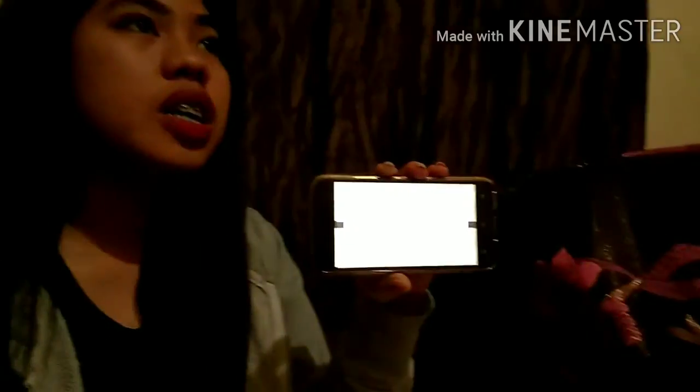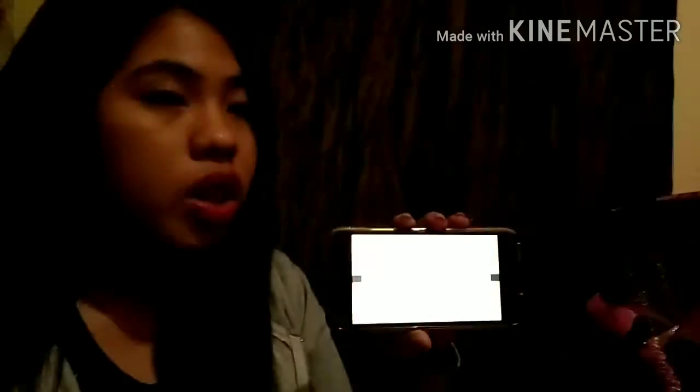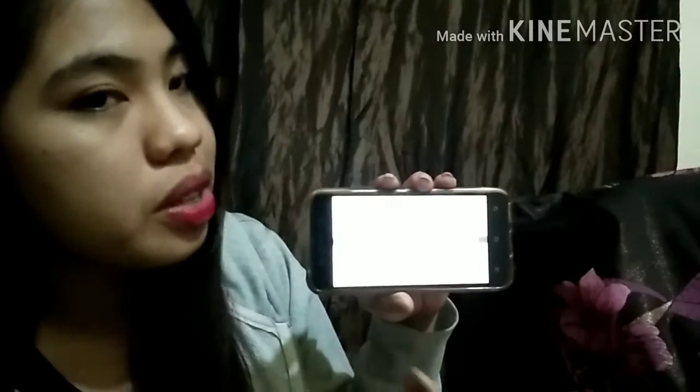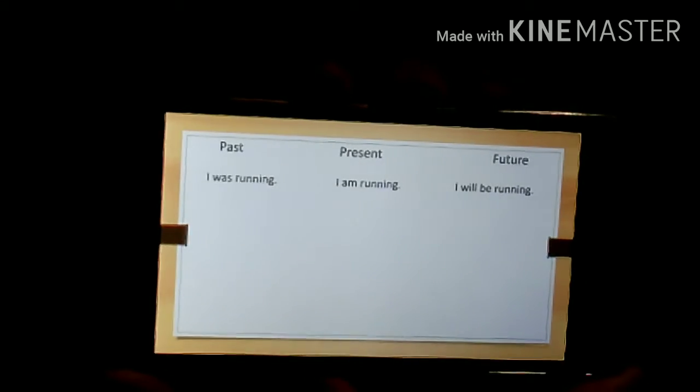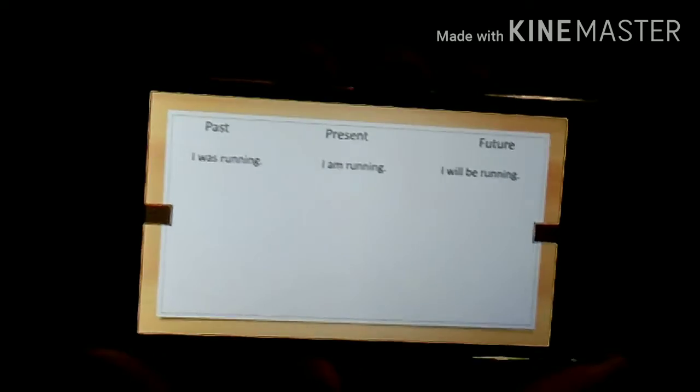So to make it more understandable, I have an example here. Past, present, future. In the past, I was running. Present, I am running. Future, I will be running.